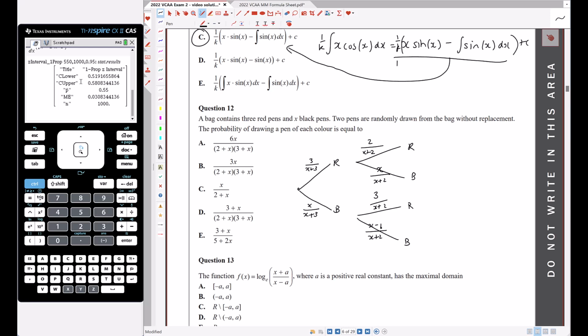Okay, so we want the probability of drawing a pen of each colour. So red and then black, or black and then red. So this probability is going to be 3 on X plus 3 times X on X plus 2.